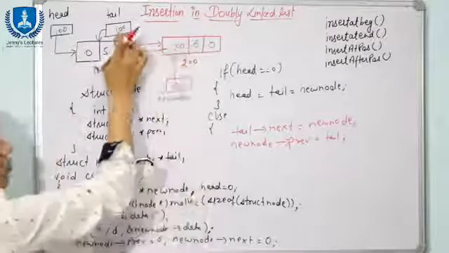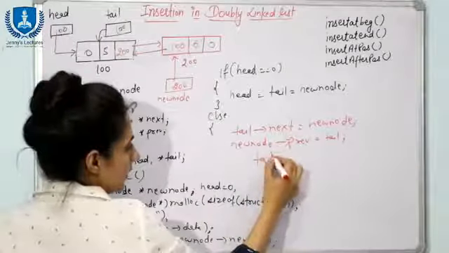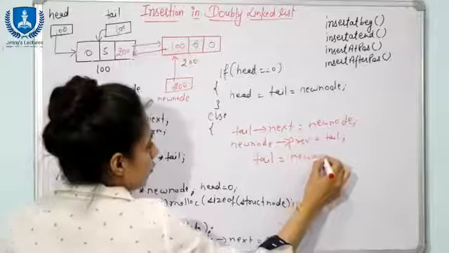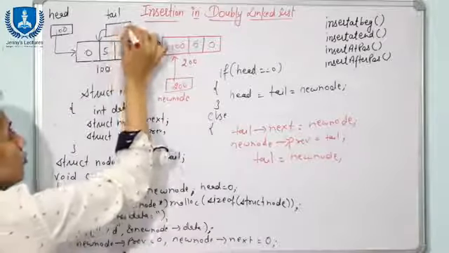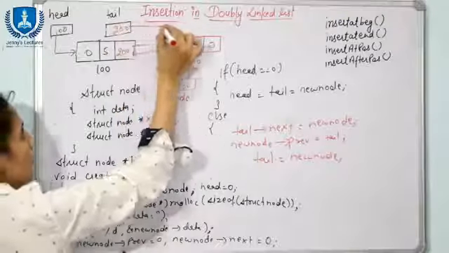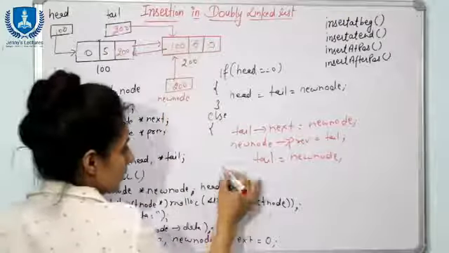Now the remaining part is you are going to update this tail. Tail is equal to new node. From here we can store 200 here. Now tail is pointing to this node, right?